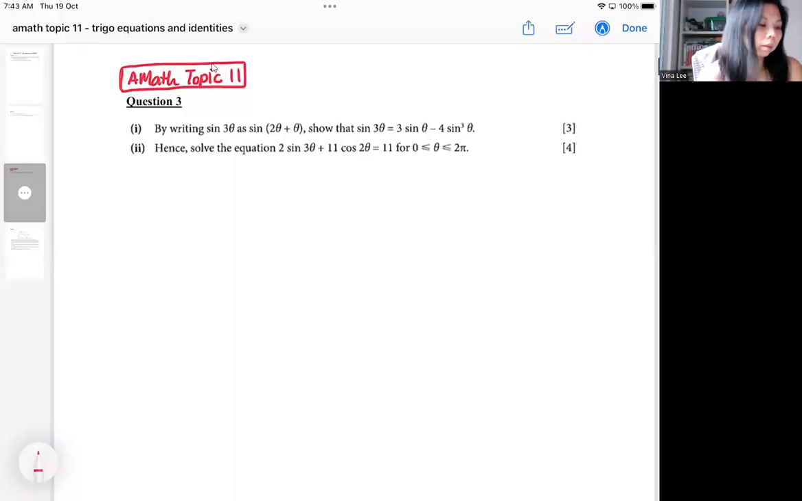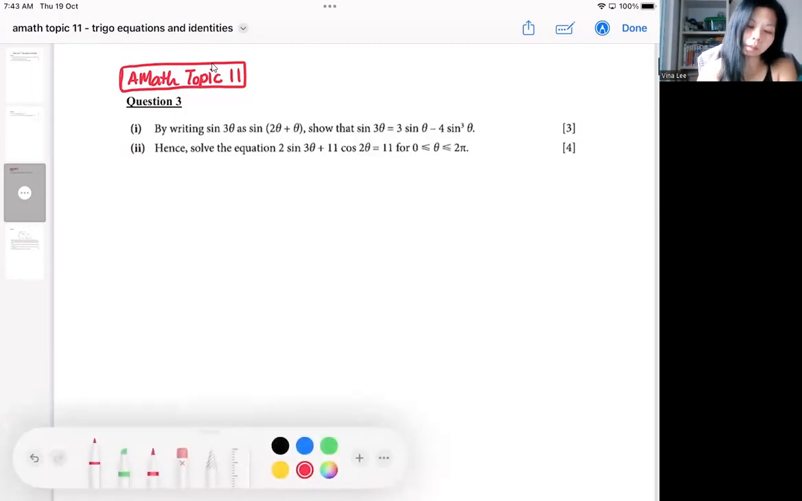For this question in trigo proving and solving, it's a very old type of trigo question. After you understand this, the same thing can happen for cosine 3 theta. The logic will be the same. Okay, so I will be showing you part 1. Part 1 is as good as asking you to show that sine 3 theta is equal to the expression.